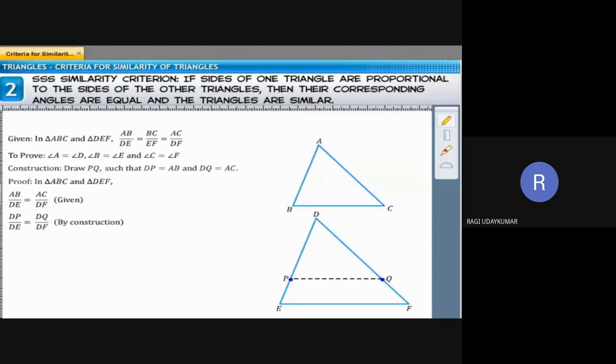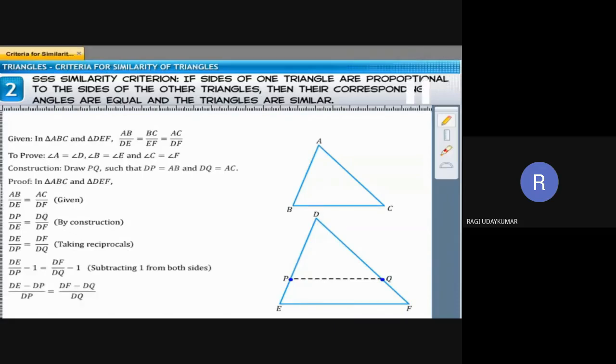So in triangles ABC and DEF, it is given that AB by DE is equal to AC by DF. Please note this point here: AB by DE is equal to AC by DF is given, and DP by DE is equal to DQ by DF.